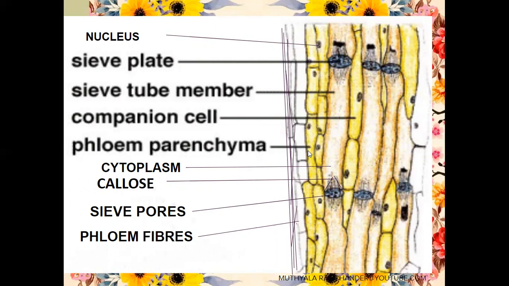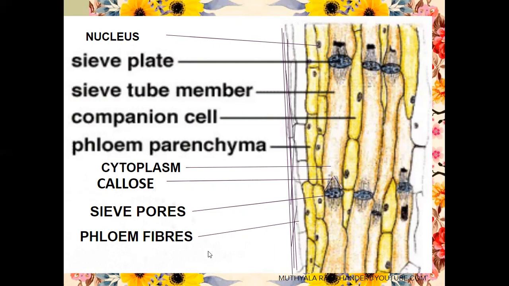The phloem parenchyma is again divided into two types: ray phloem parenchyma and tangential phloem parenchyma. Both phloem parenchymas have food materials and help in supplying food to the phloem sieve tubes and companion cells. Then outside of this phloem parenchyma, long fibers are present.